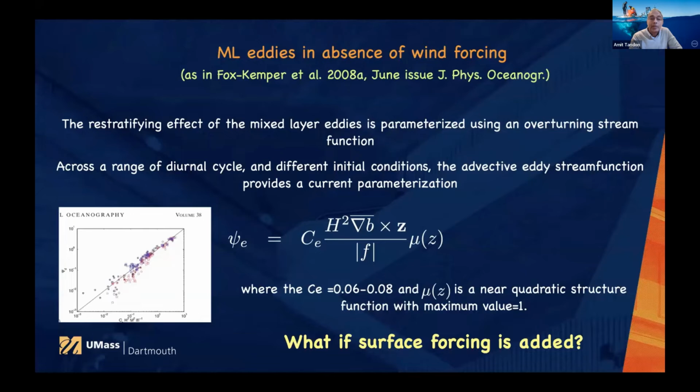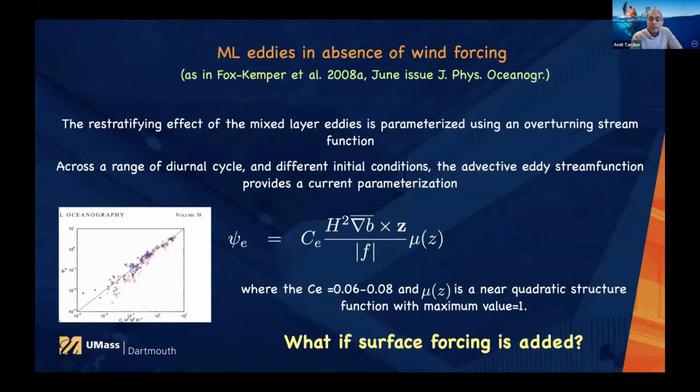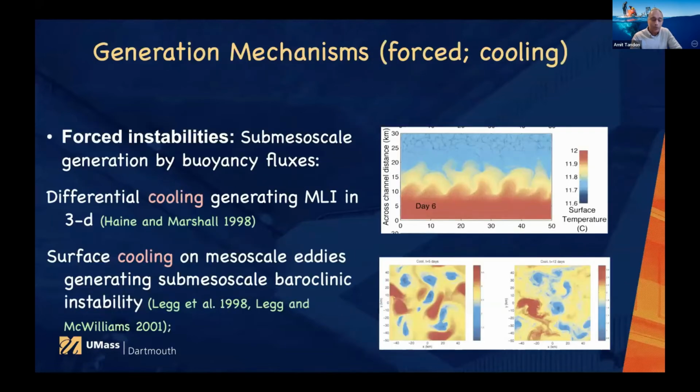It turns out that this can be done by an analogy with previous work, in terms of thinking of what the eddies are doing as an overturning stream function. This overturning stream function is proportional to the mixed layer depth squared, proportional to how strong the fronts are, and divided by the Coriolis parameter, and a mu of z function, which is a near quadratic function in the surface mixed layer. So these were unforced motions. What happens if we now add forcing to it?